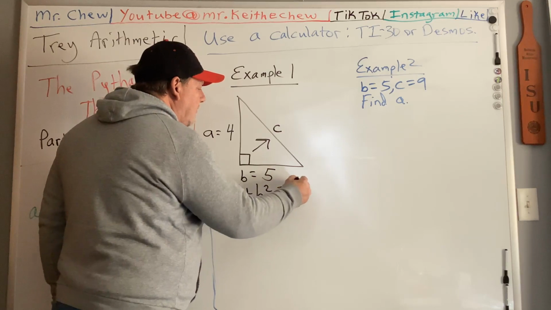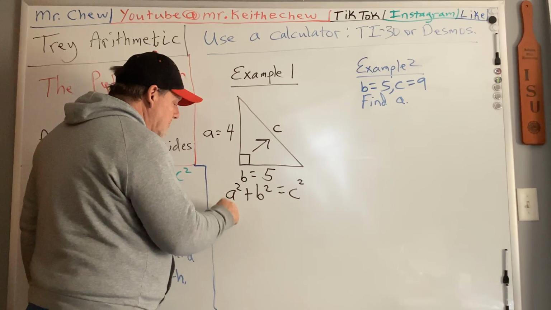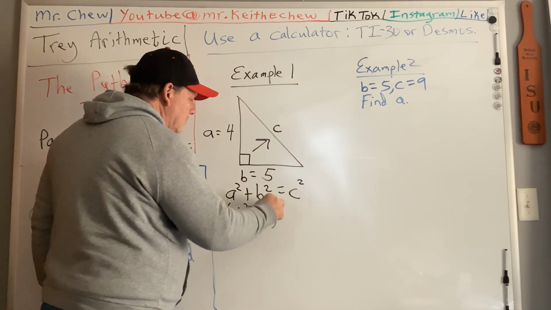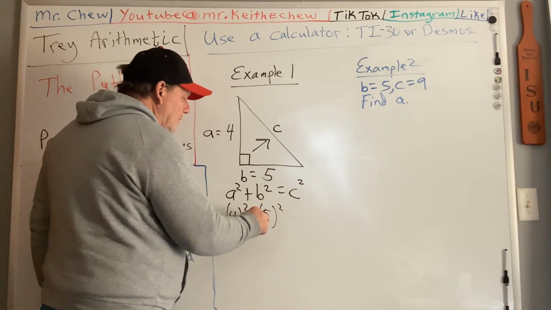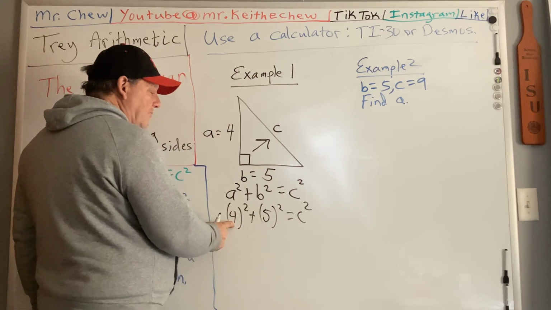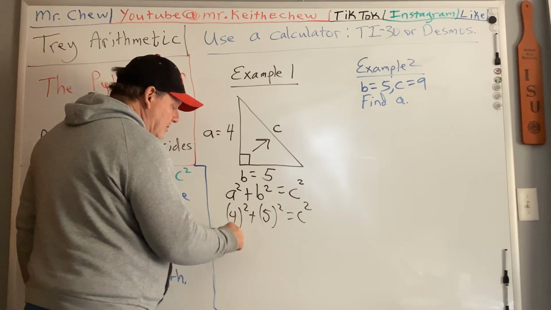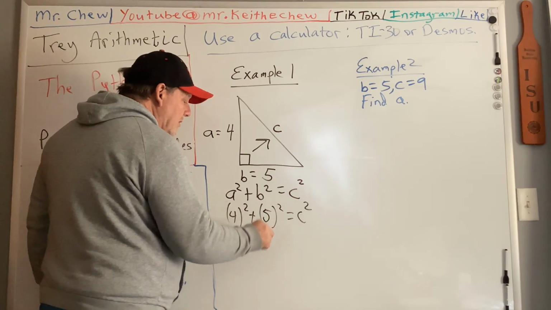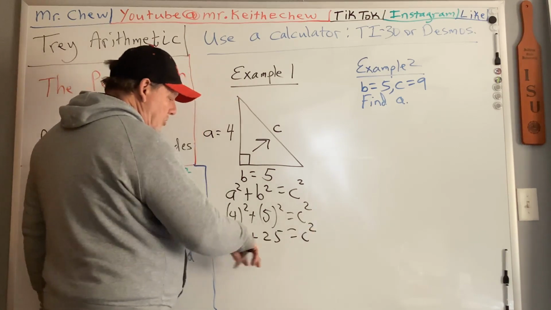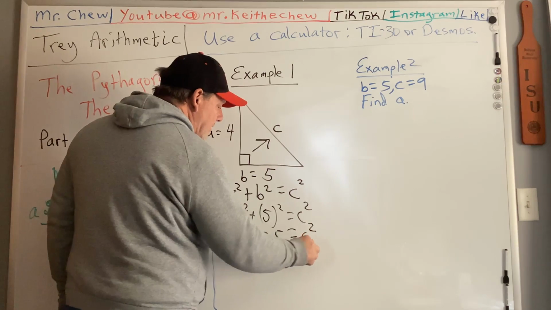Only now it's going to be different than the earlier videos I've done. You still substitute, same exact way. Substitute for the A, I put the 4 in. For the B, I put the 5 in. 4 squared is 16. 5 squared is 25. You add these two together and we get 41 equals C squared.